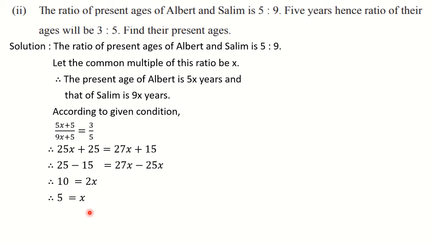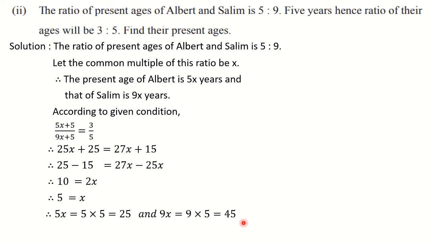Okay, but the question does not end here. Don't stop after finding x. See what is asked: find their present ages. So take help of this statement. The present age of Albert is 5x and that of Salim is 9x, so we need to find the values of 5x and 9x. From that we can write 5x is equal to 5 into 5, that is 25, and 9x is equal to 9 into 5, that is 45.